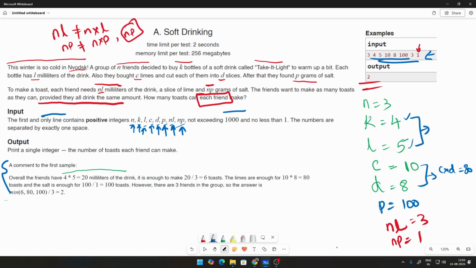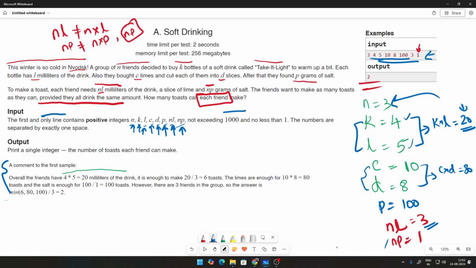So if you multiply both of these, K into L, I get something like 20. So it's a total of 20 ml of the drink I have, and then I have to serve this 20 ml to 3 people in a number of toasts. Each toast is going to require 1 slice of lime from here, 1 gram of salt, and 3 ml of this drink.